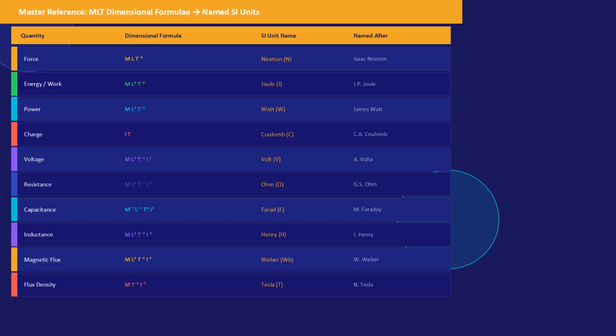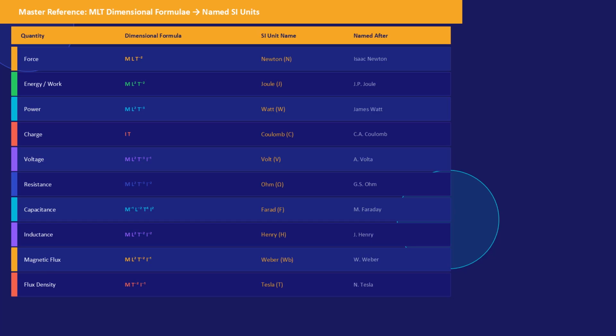Inductance, ML squared T to the minus 2 I to the minus 2. The Henry, named after Joseph Henry. Magnetic flux, ML squared T to the minus 2 I to the minus 1. The Weber, named after Wilhelm Weber. Magnetic flux density, M T to the minus 2 I to the minus 1. The Tesla, named after Nikola Tesla.